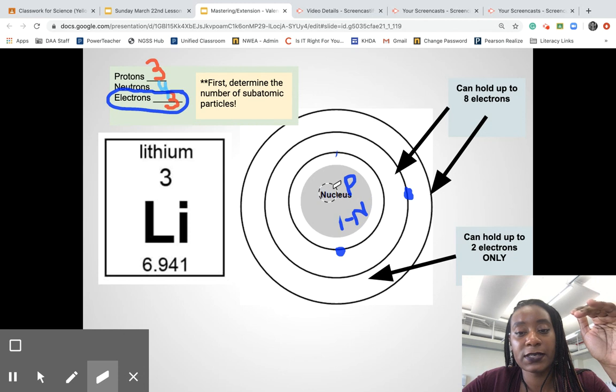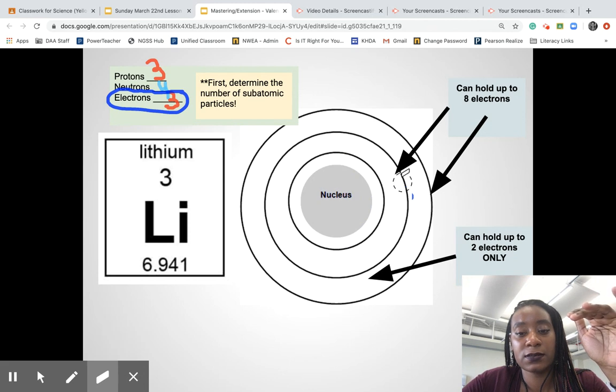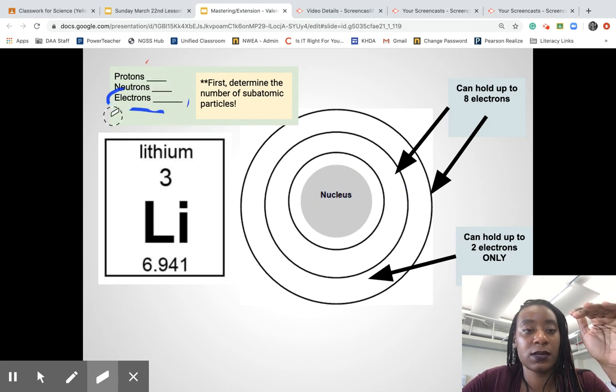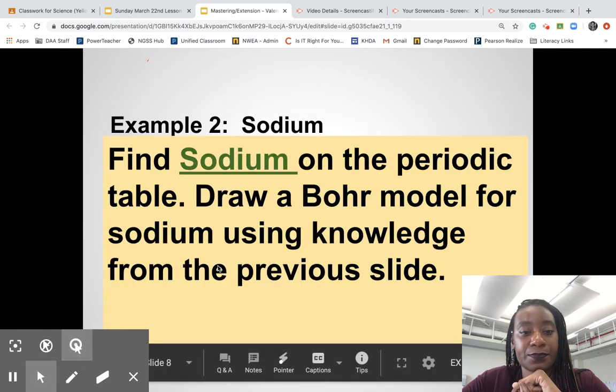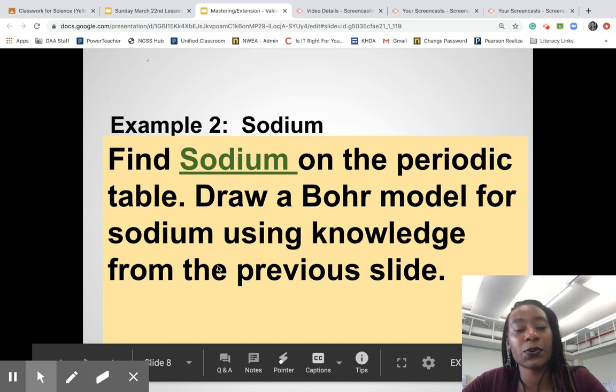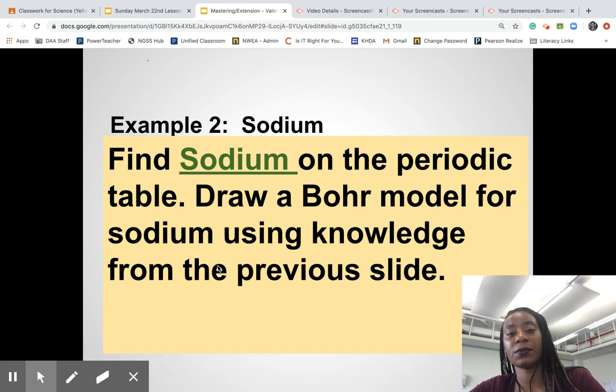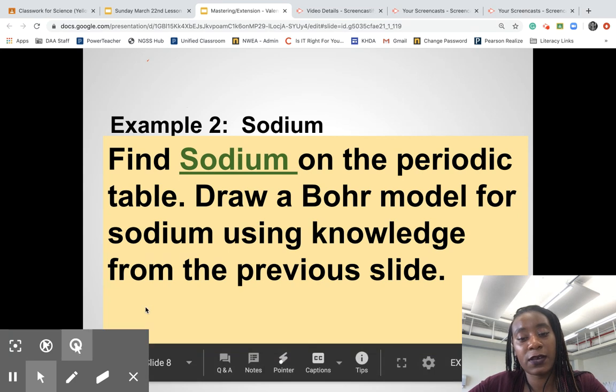So I'm going to go ahead and erase this. And let's go and do another example on the next slide. All right. Example number 2, sodium. Find sodium on your periodic table. It has an atomic number of 11. And I want you to go ahead and draw a Bohr model for sodium using knowledge from the previous slide. So you can go ahead and pause the video now and then draw sodium and then come back to the video so that we can go through it together to make sure that it's drawn correctly.